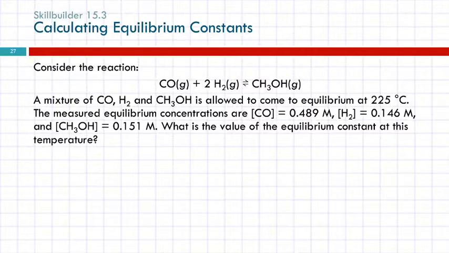So consider this reaction. Carbon monoxide reacting with hydrogen to form methanol, CH3OH. A mixture of these three things is allowed to come to equilibrium at 225 degrees Celsius. The measured equilibrium concentrations are given right here. What's the value of the equilibrium constant at this temperature? We're not going to use the 225 in a calculation. It's just there because they gave the temperature.